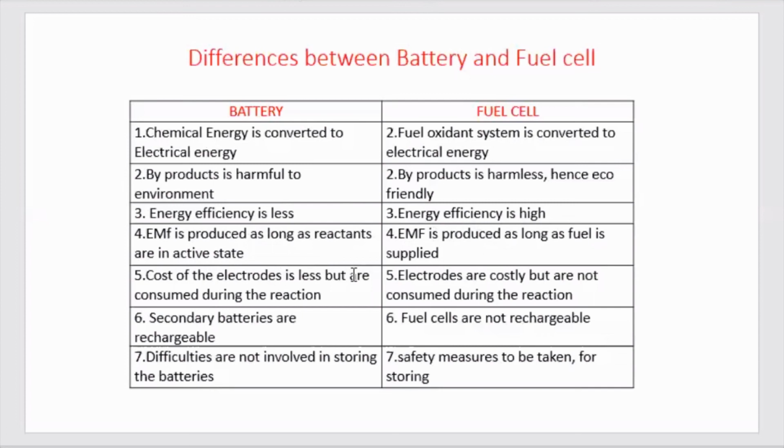In a battery, the cost of the electrodes is less, but they are consumed during the reaction. The electrodes are very cheap, but they will be consumed during the course of the reaction. In a fuel cell, electrodes are costly, for example platinum electrodes, but they are not consumed during the reaction. Secondary batteries are rechargeable. Once the reactants are converted to products, we can convert the products back to reactants. That is rechargeable batteries. Fuel cells are not rechargeable. Once the fuel is converted to carbon dioxide and water, from carbon dioxide and water we cannot get back the fuels.